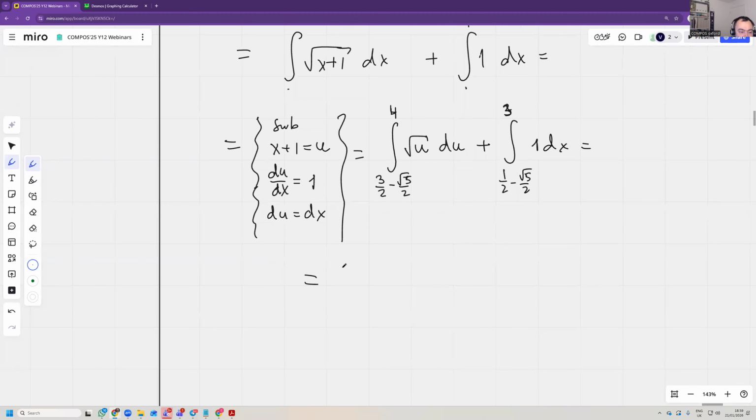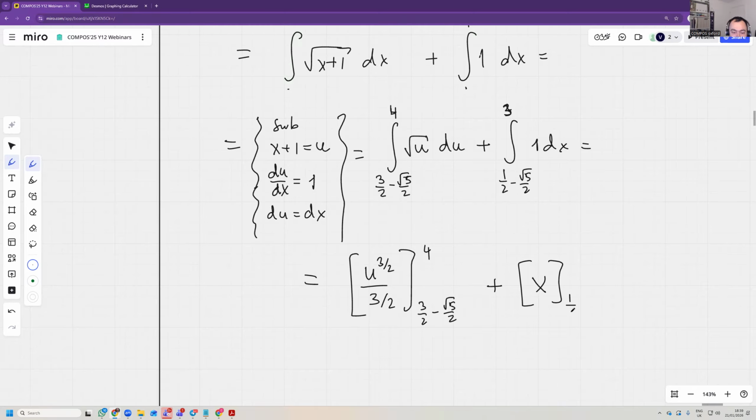So this is going to be u to the power 3 over 2 divided by 3 over 2 between limits 3 halves minus root 5 over 2 to 4, plus just x from 1/2 minus root 5 over 2 to 3. Does that help?